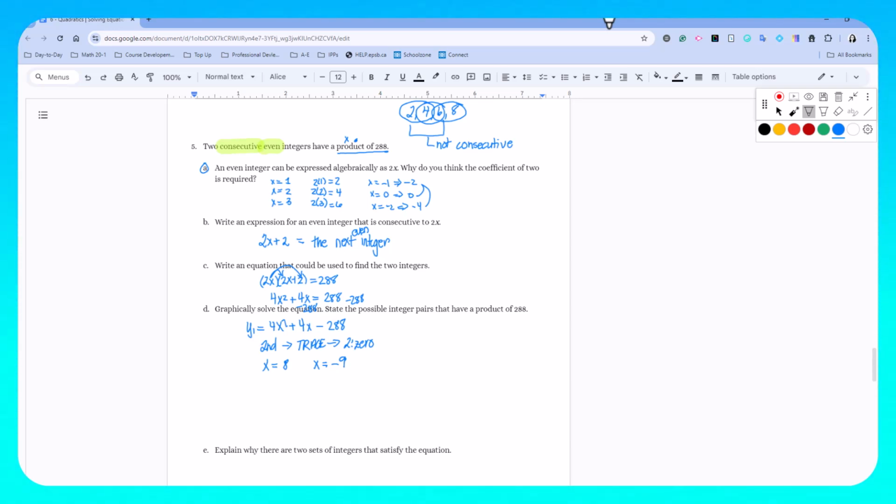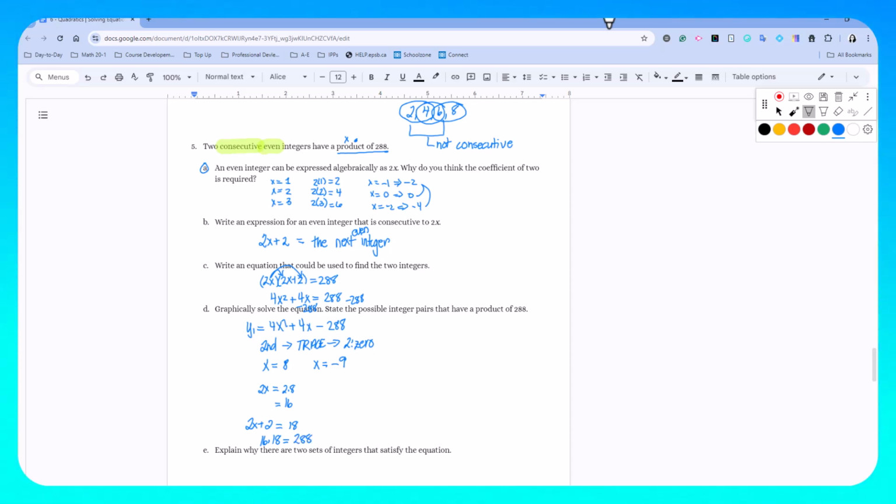And let's check it out. Let's see what it is. Well, if x equals 8, then 2x equals 2 times 8, which equals 16. That's one number. The other number is 2x plus 2, and 2x plus 2 is 16 plus 2, which is 18. Well, let's see what happens when we multiply 16 by 18. Well, sure enough, we get 288.